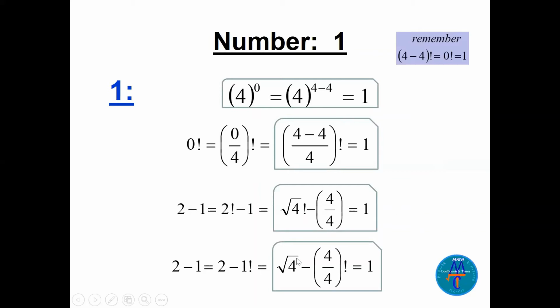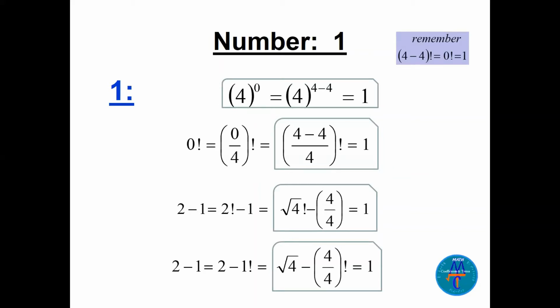So 2 minus 1. Also, I can say 2 minus 1 factorial. So 2 is square root of 4 because square root of 4 is 2. Minus 4 over 4, which is 1 factorial. So that's 3 4s to make 1. You can find other methods for sure, but this is only what I thought of.